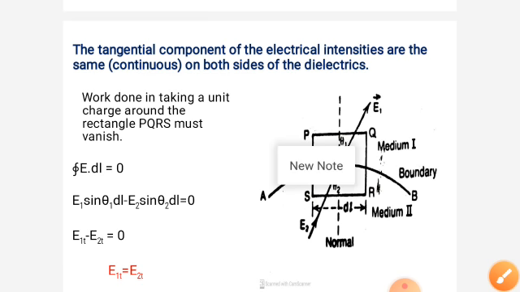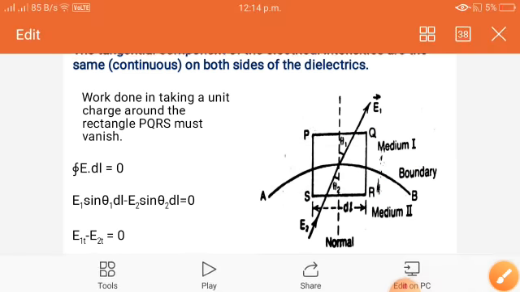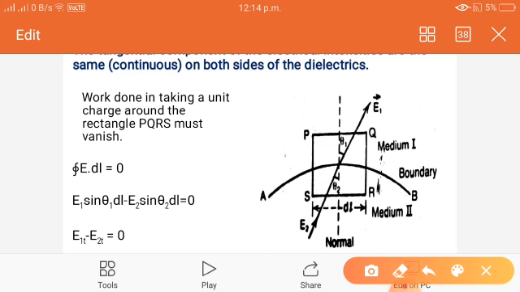L is the length. Here SR and PQ are the length. The breadth is very small when compared to the length. So neglect this side; the work done in this side is negligible. Why? Because the breadth is very small. So integral E bar dot dl bar is equal to 0. That is, the work done in taking unit positive charge around the rectangle must vanish.